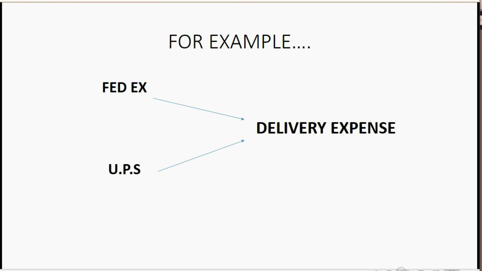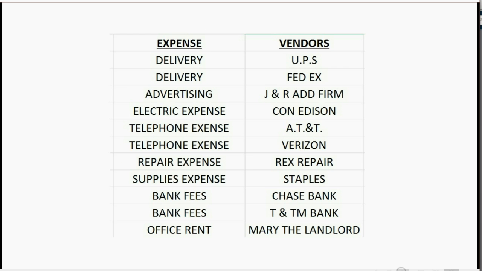For example, FedEx and UPS are the people. They are the businesses whom you pay for the service that you need, and delivery expense is the service. So FedEx and UPS are the vendors. Delivery expense is the expense account that you record the transactions in every time you get a delivery.